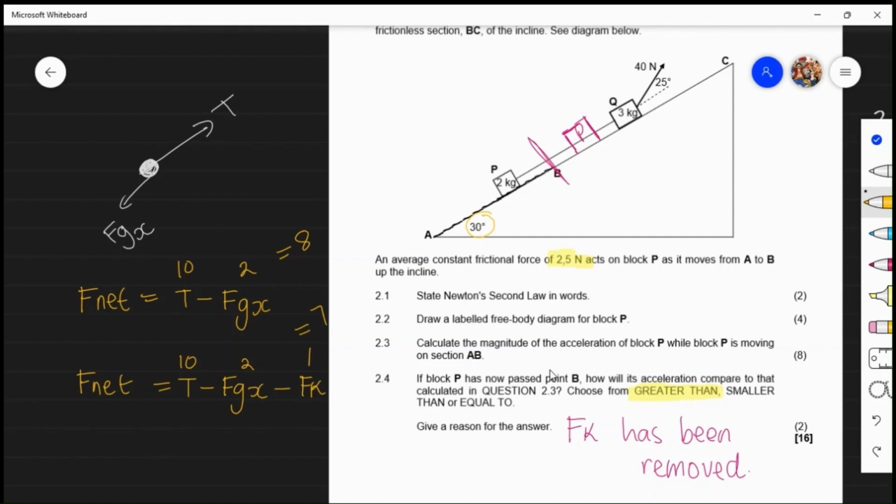So if kinetic friction is involved, you then have one additional force that is pulling this object down the incline. If you remove kinetic friction, you then have less forces pulling your object down the incline, therefore the acceleration up the incline will be greater.